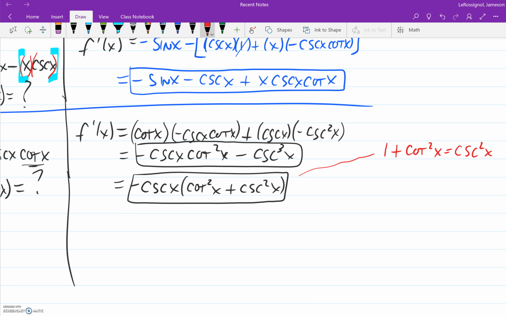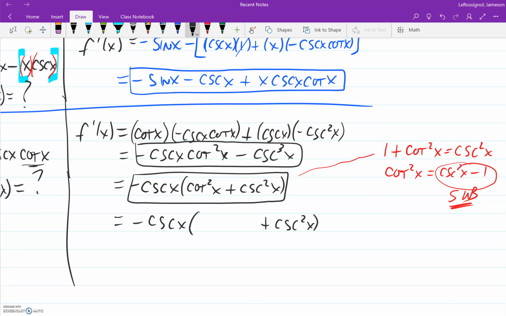So let's see. We could rewrite this as cotangent squared x equals cosecant squared x minus 1. So I'm seeing a substitute here for our cotangent squared that's sitting in here. So let's do that. Let's leave the negative cosecant of x, and then I'm going to leave the plus cosecant squared of x over there. But my substitute, this stuff, gets to go right there where the cotangent squared was. So we'll go cosecant squared x minus 1.